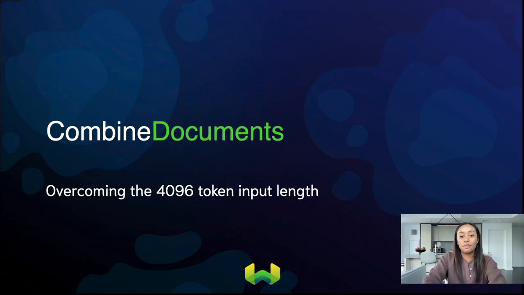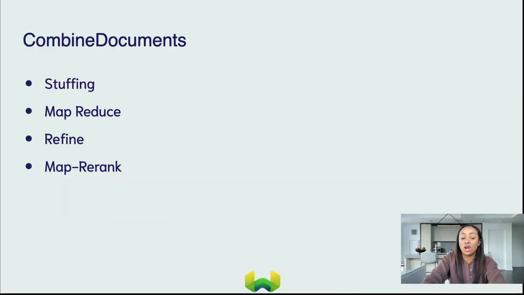All right, let's go over combined documents. What this does is it overcomes the limitation of the input token length. In LangChain, there are four techniques that are implemented, and I will go into greater detail. But at a high level, I'll be going over stuffing, map reduce, refine, and map rerank. I just want to make a note that there is not one that is better than another performance-wise. It is just based on your application. So make the decision as you wish.